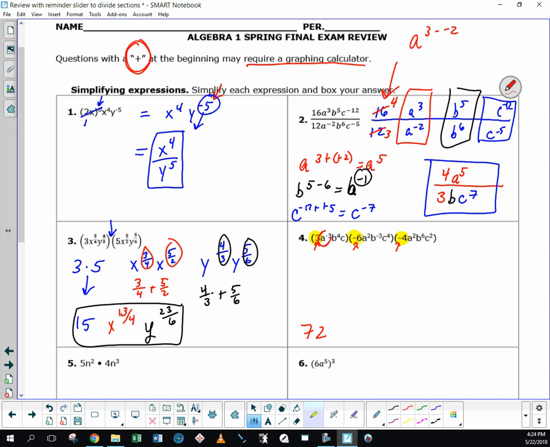Now I'm going to look at all my a values. So I have a to the negative 3 plus 2 plus 2. All I'm doing is adding the exponents. So negative 3 plus 2 would be negative 1, plus 2 more would be 1. So I know I have a to the 1.